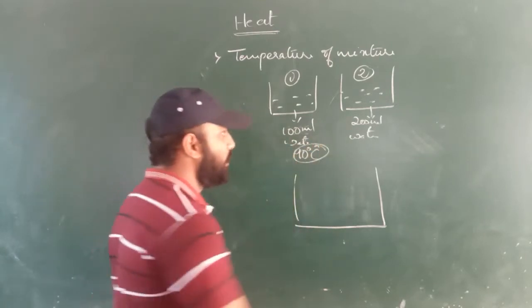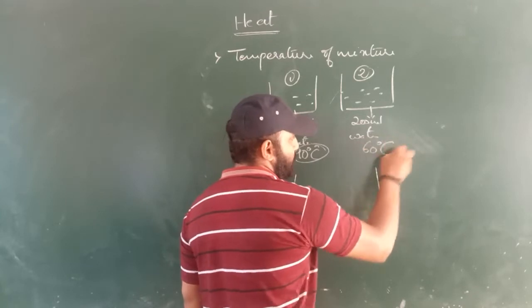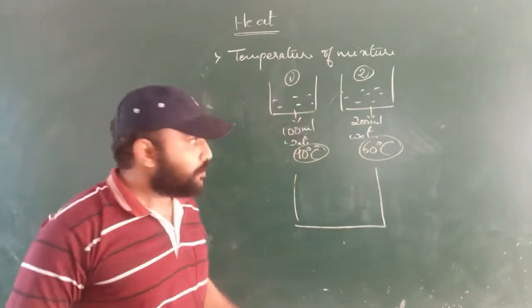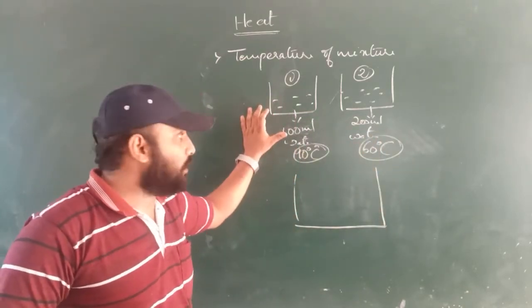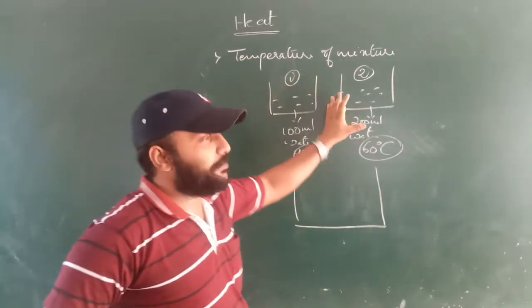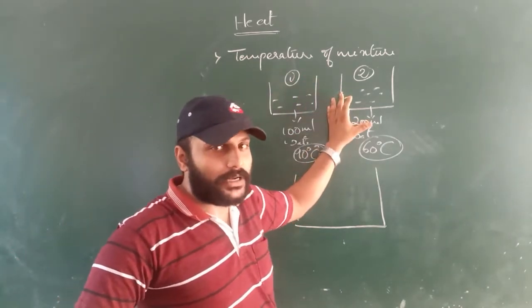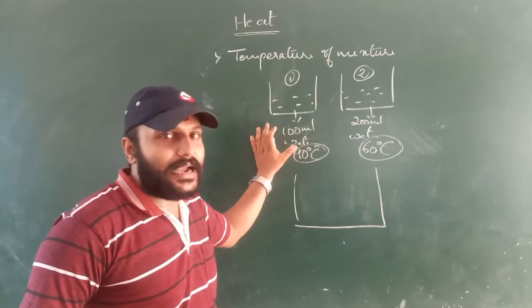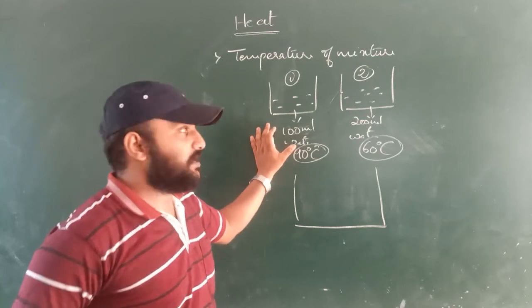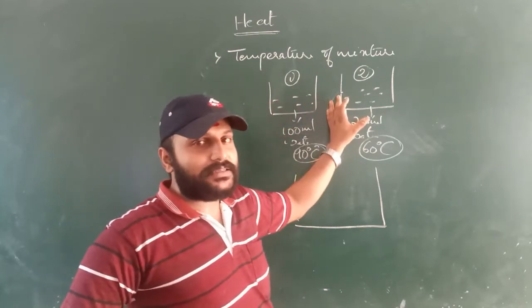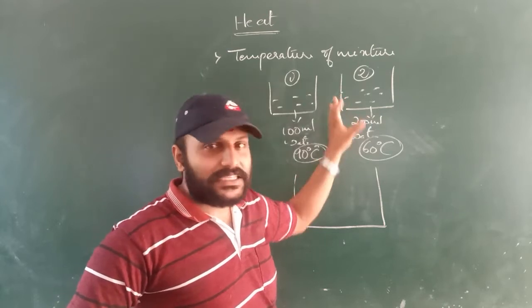And the second beaker can attain 60 degrees Celsius. Okay, so in the first beaker I have taken 100 ml of water. In the second beaker I have taken 200 ml of water. The first beaker I have heated such that it can attain the temperature of 90 degrees Celsius. The second beaker I have heated such that it can attain the temperature of 60 degrees Celsius.